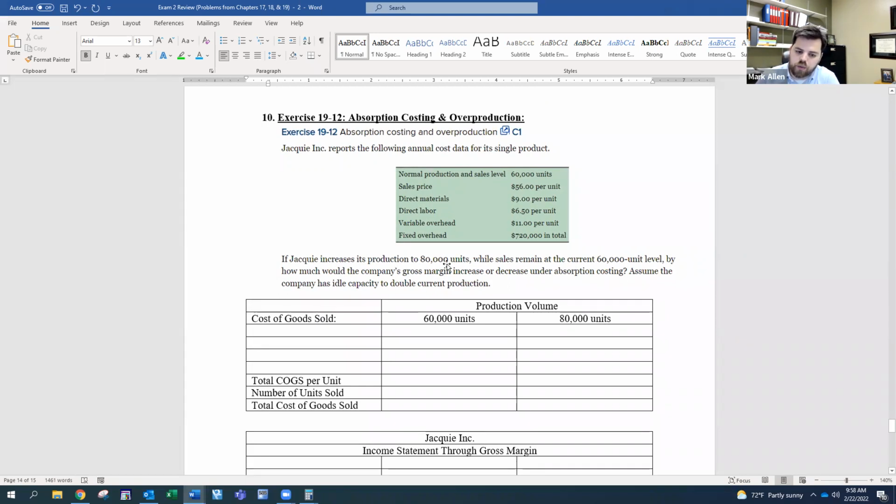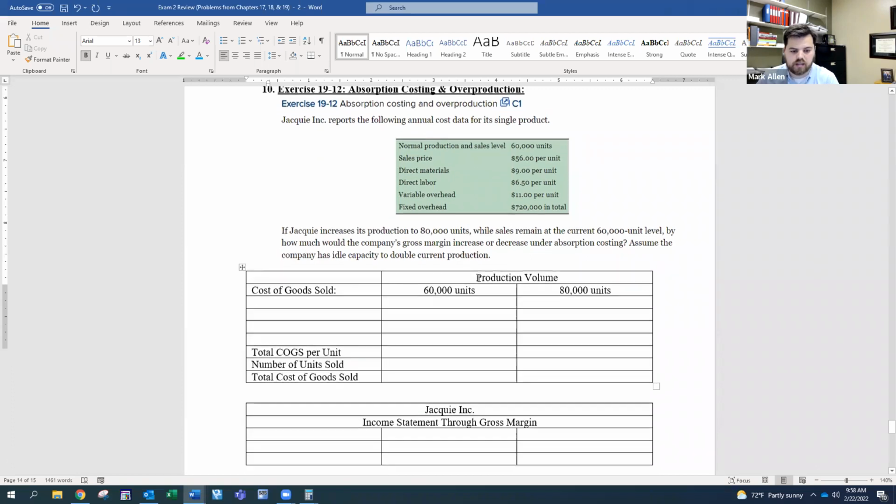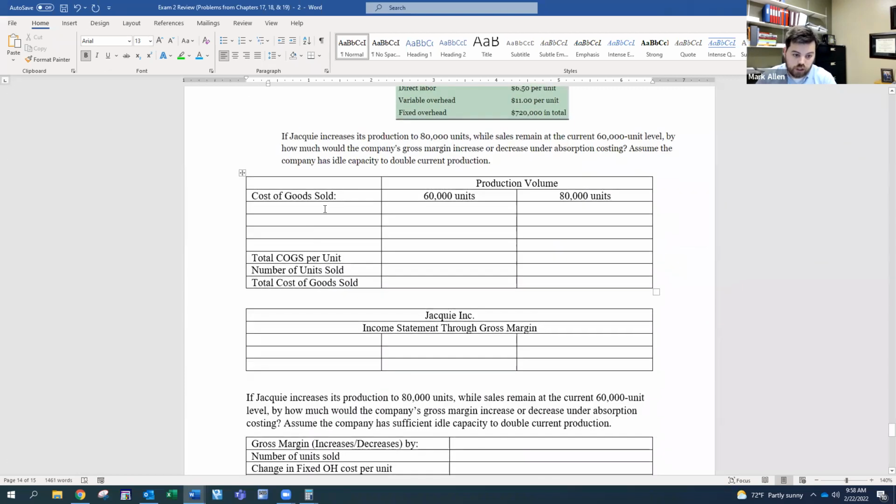If Jackie increases production to 80 while sales remain at 60, by how much would the company's gross margin increase or decrease under absorption costing? Assume we have sufficient idle capacity so that we could double production. So in other words, 80,000 is within the relevant range. We can do this. Okay, so first thing we've got to look at are a couple of things.